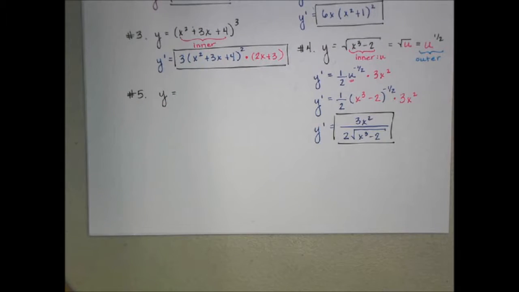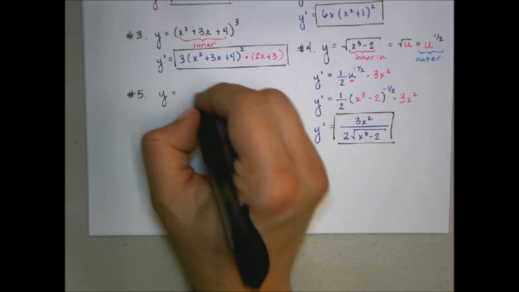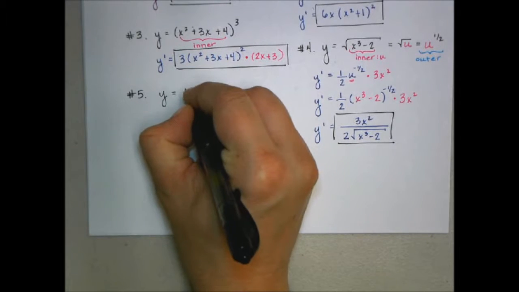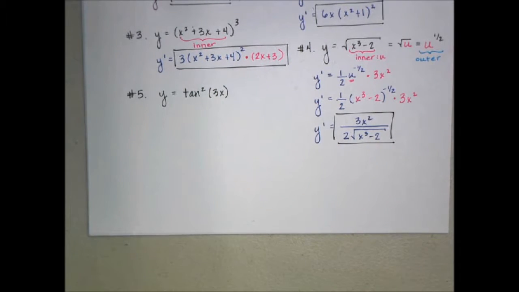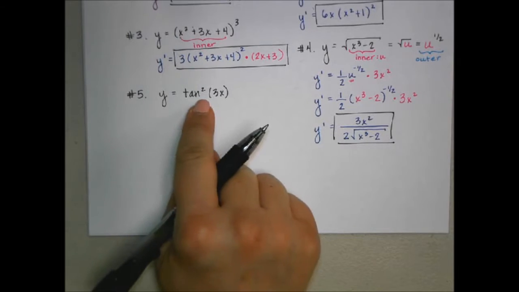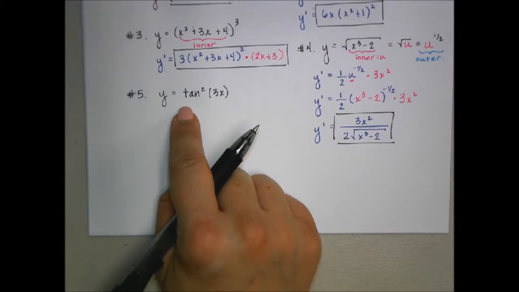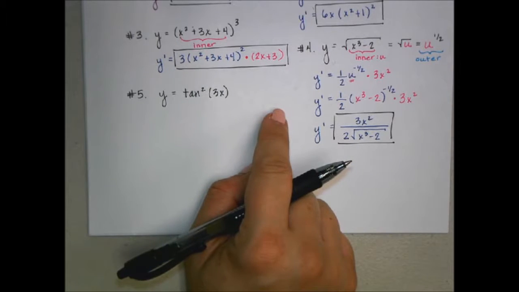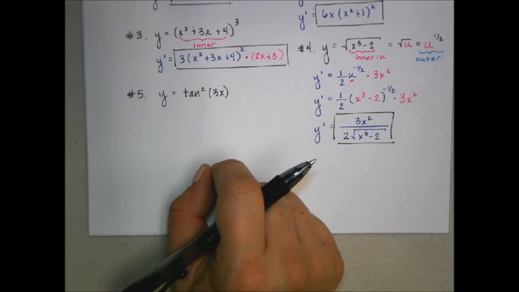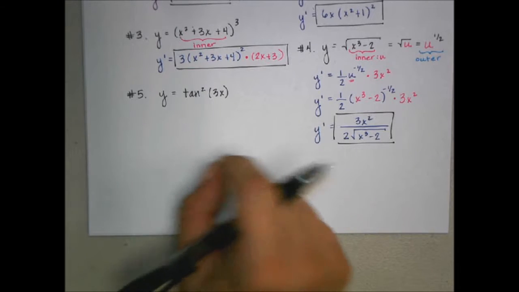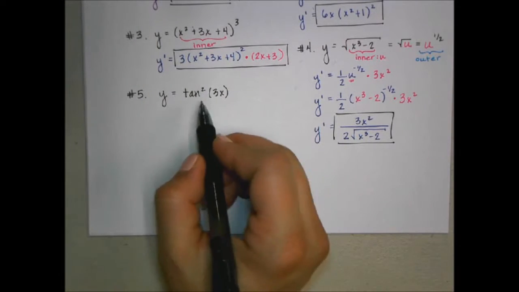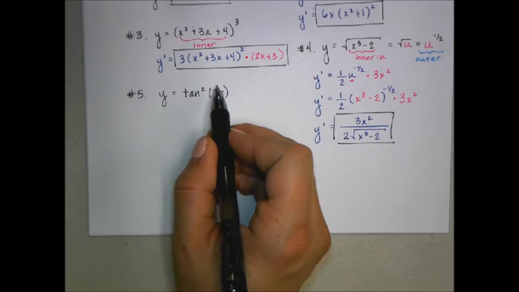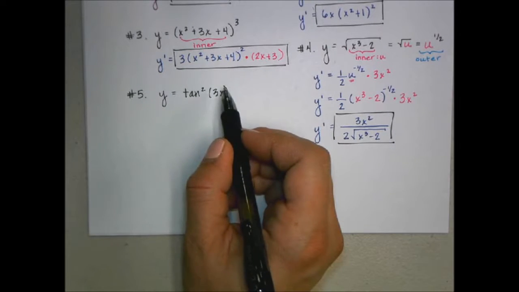We're going to do tangent squared of 3x. So this is when we start getting a little bit tricky. Tangent squared means tangent times tangent. If I wrote it that way, I would use the product rule to take the derivative. Tangent times tangent would require the product rule. In order to bypass the product rule, what we need to do is rewrite this the correct way. So this is just shorthand notation, how we write the 2 here in the middle.